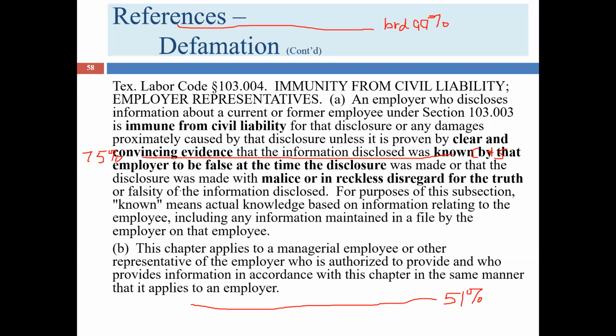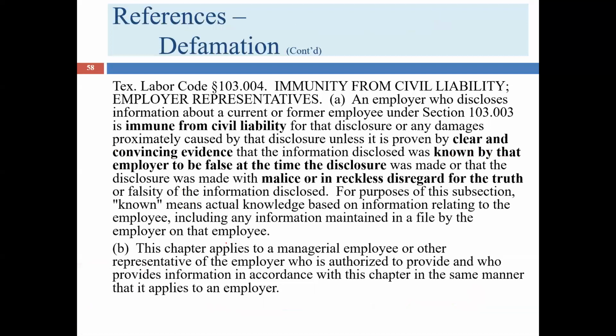Anyway, so the plaintiff in this case would have to have a higher level of evidence than the usual preponderance of the evidence. I'm going to go ahead and erase this. So that's one of the benefits of this qualified privilege statute in Texas. So it has to be by clear and convincing evidence that the information disclosed was known by the employer to be false at the time of disclosure, or that the disclosure was made with malice or reckless disregard for the truth or falsity of the information disclosed.